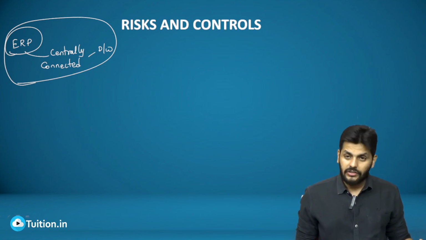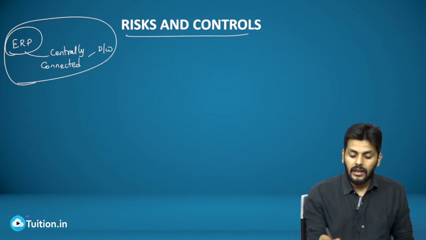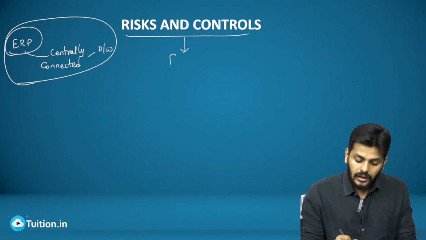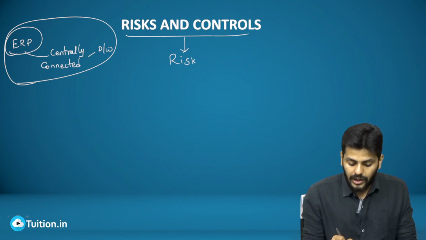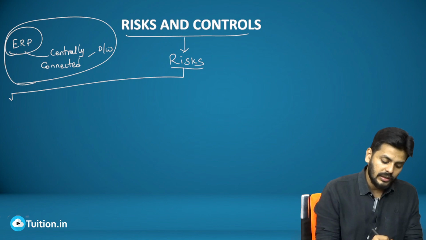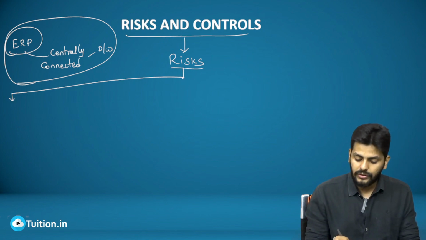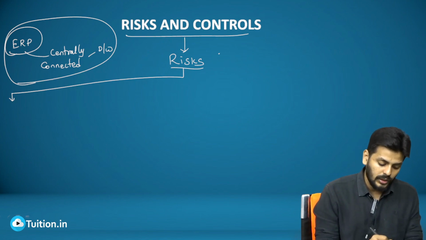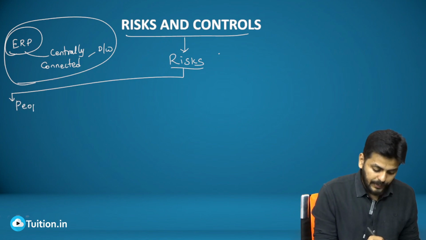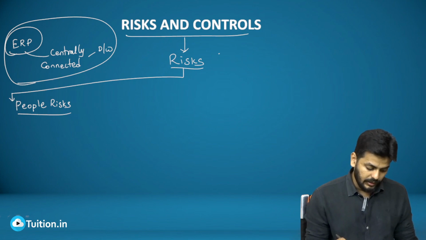Now let's get into the major part of this discussion again: risk and controls. These are two topics wherein we have to understand what the risks involved in ERP are. This new concept has a classification of risks into 5 different types. Let me show you the first one. The first set of risks in ERP are called people risks. These risks are called what? People risks.